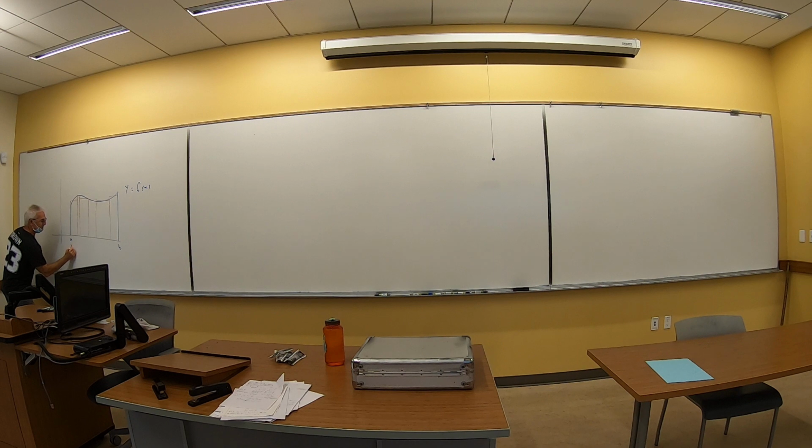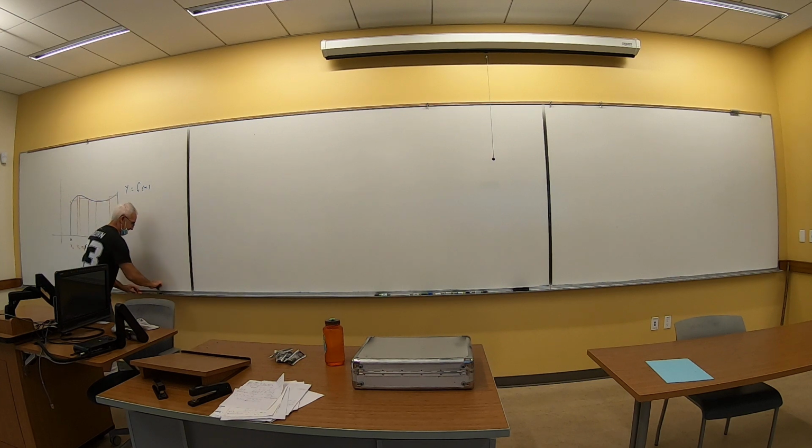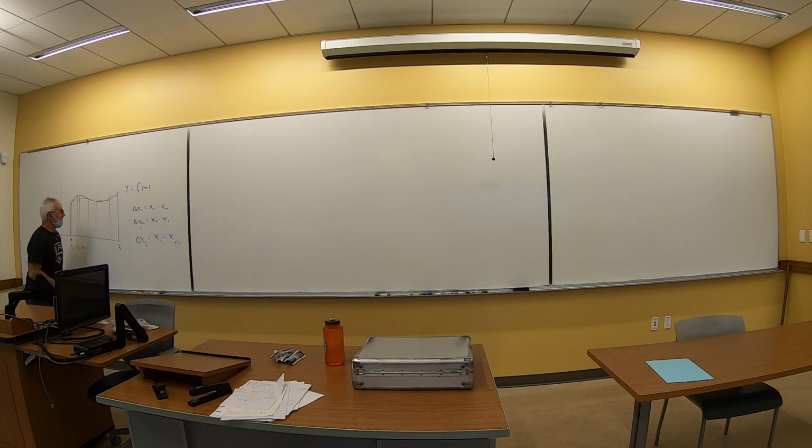So if this is x0, and this is x1, and x2, and so on, we know that delta x1 is x1 minus x0. Delta x2 is x2 minus x1, and so on. So delta xi is xi minus xi minus 1. So what we're going to do is take the ith rectangle, this one here, okay? We take the ith rectangle and we said, let's find the area of that guy.